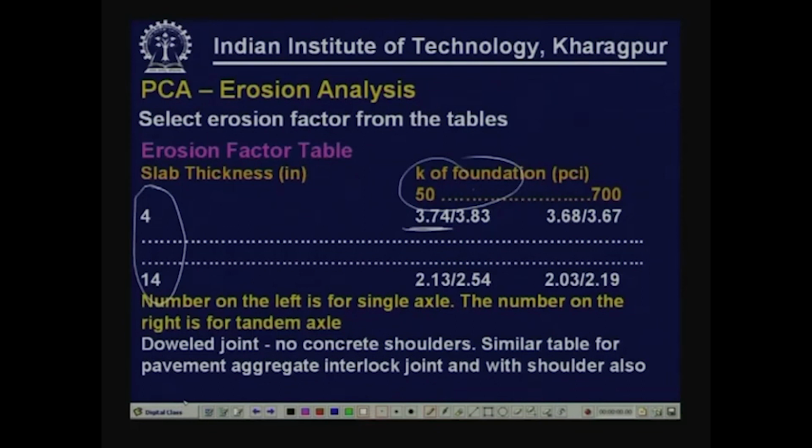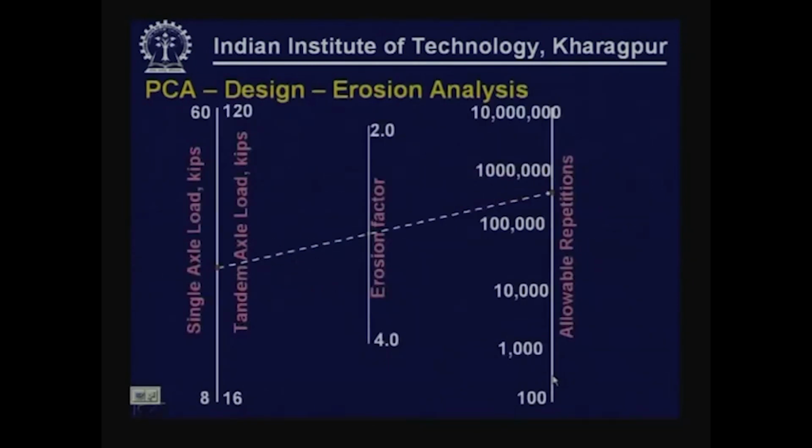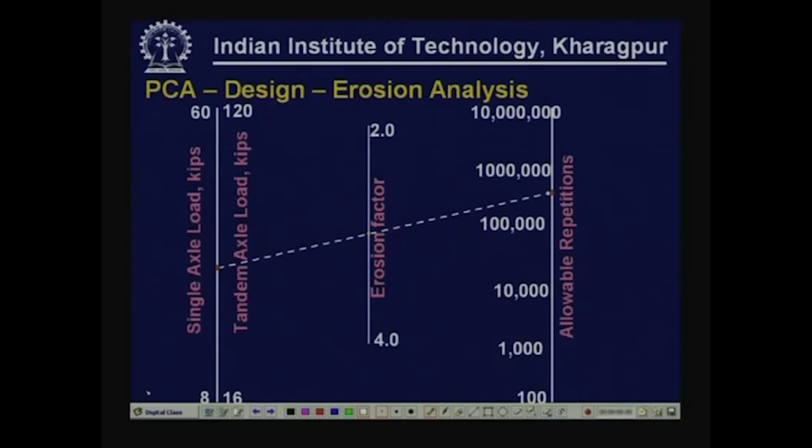Here also we have tables available for different types of shoulders. Like we have done in the case of fatigue analysis, we can carry out erosion analysis also for a single axle load if you know the magnitude. This will be connected to the erosion factor that is selected from the table. Connecting these two, extending this to meet the other line, we get the number of repetitions the pavement can sustain before it fails in erosion damage.